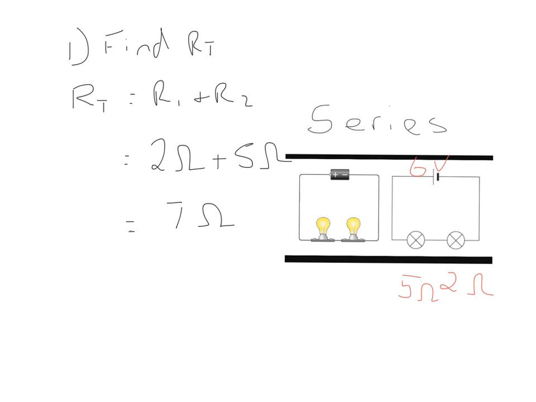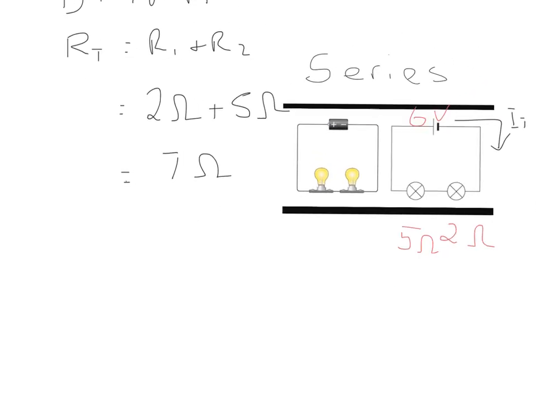We now need to find the other unknowns. We can find the next unknown, which is our current, so we want to find our IT. Now, our IT doesn't change throughout the circuit because we have a series circuit.